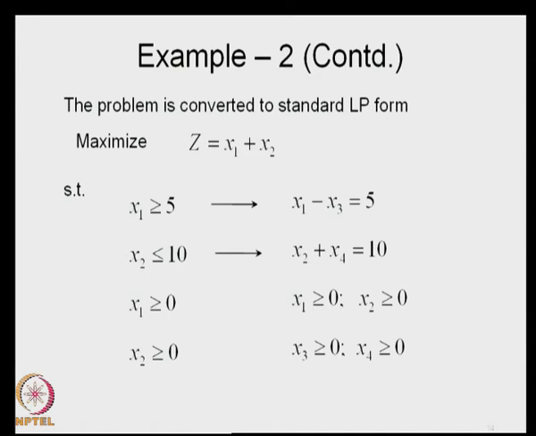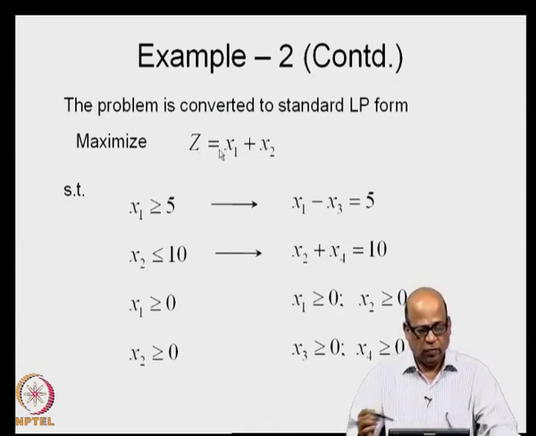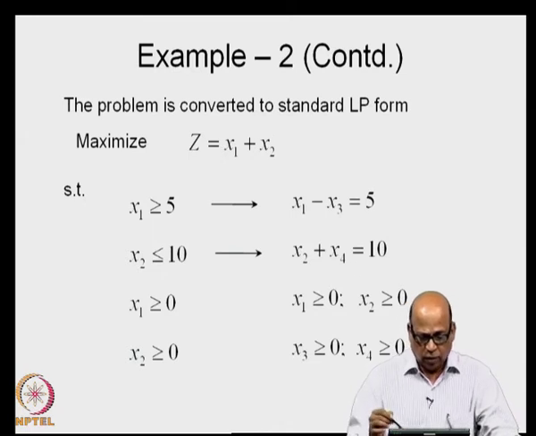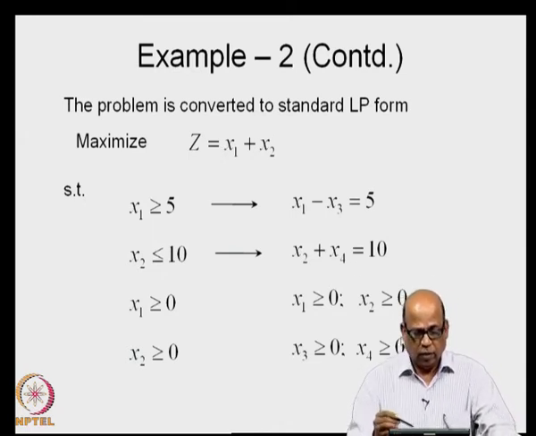Let us solve this using the simplex method. X1 is greater than or equal to 5, I will write it as x1 minus x3 is equal to 5. This is a surplus variable because it is a greater than or equal to constraint, and then x2 is less than or equal to 10, I will write it as x2 plus x4 is equal to 10. This is a slack variable, and your objective function is z is equal to x1 plus x2, all these are non-negative variables.